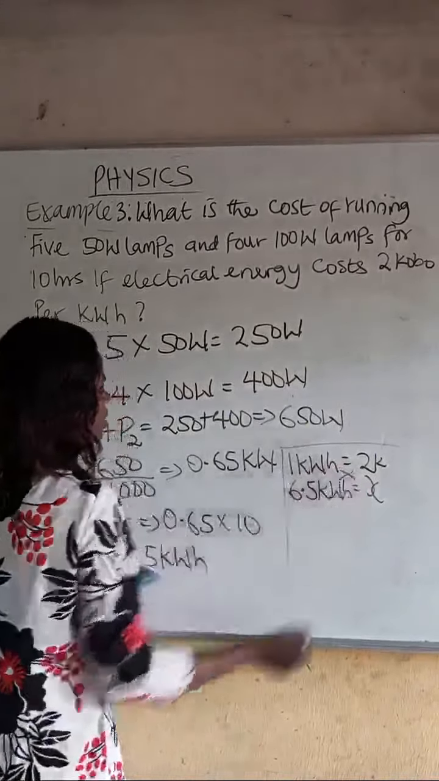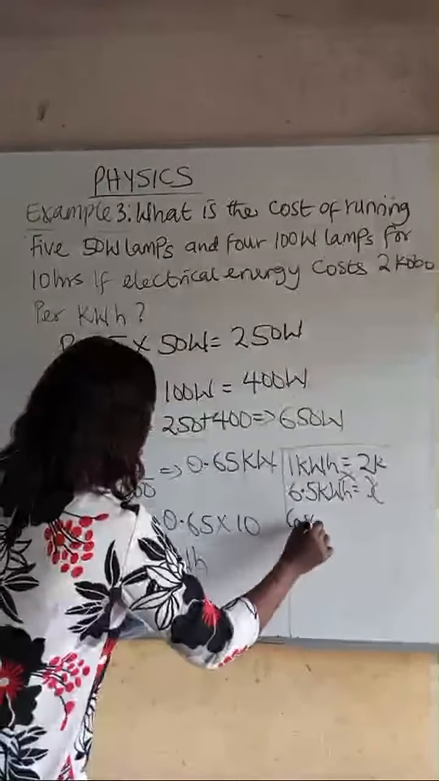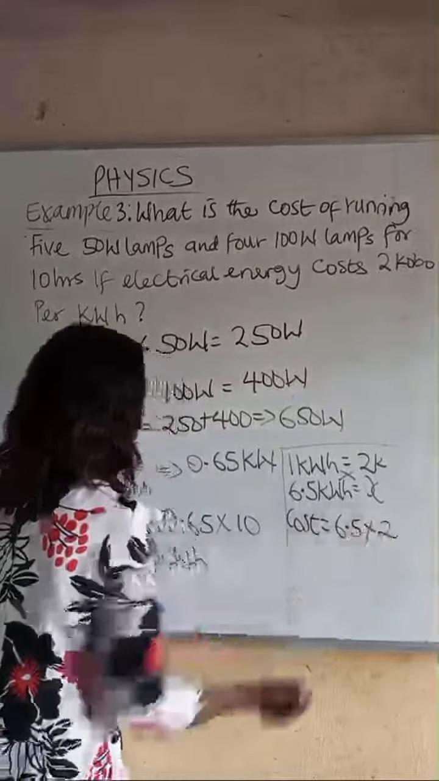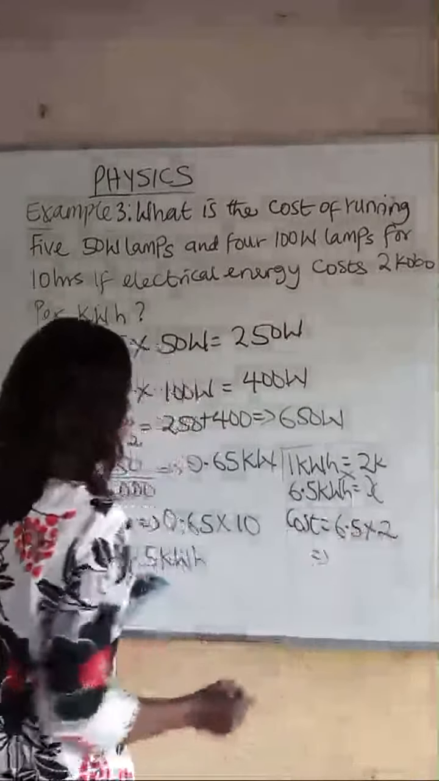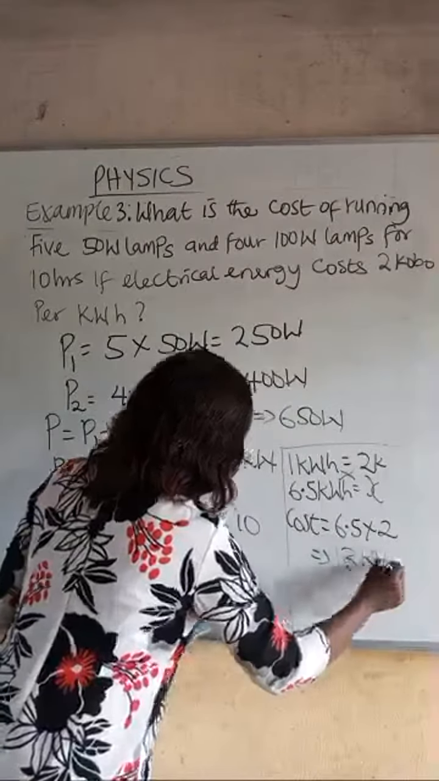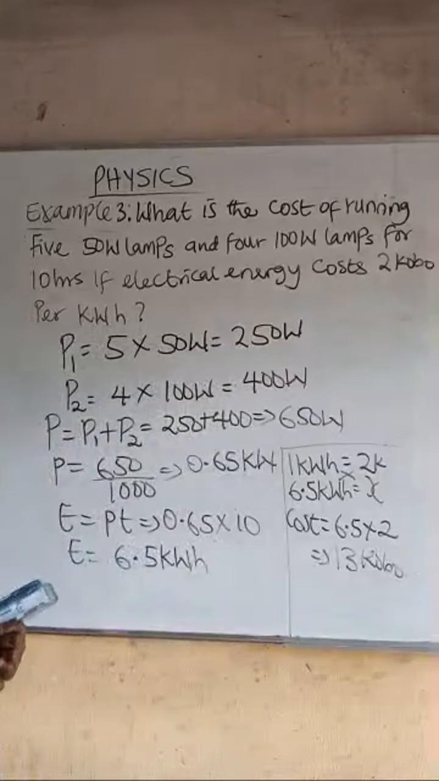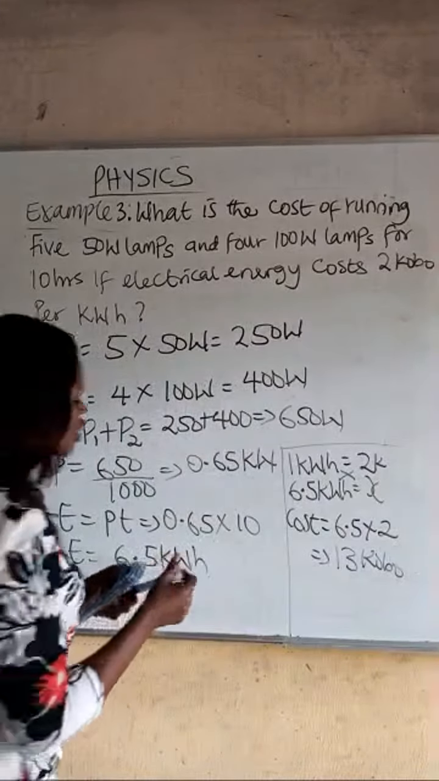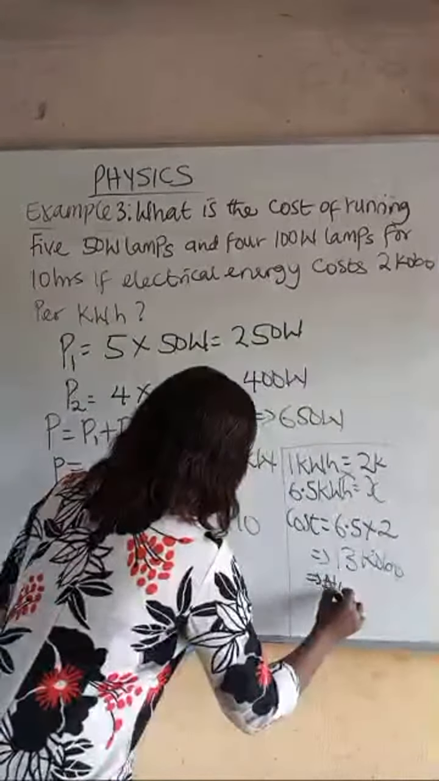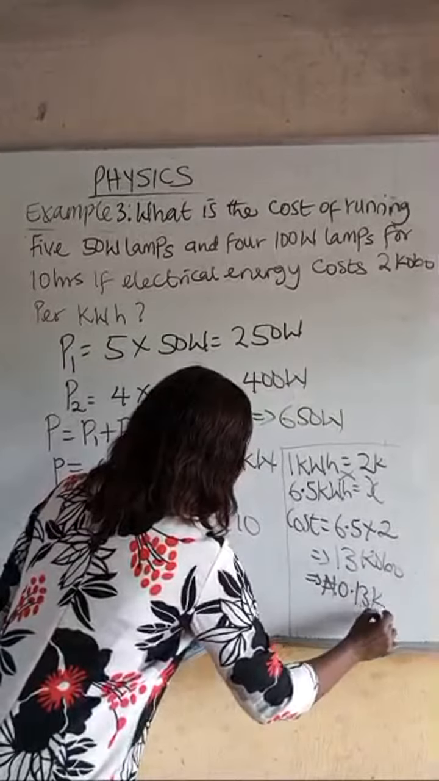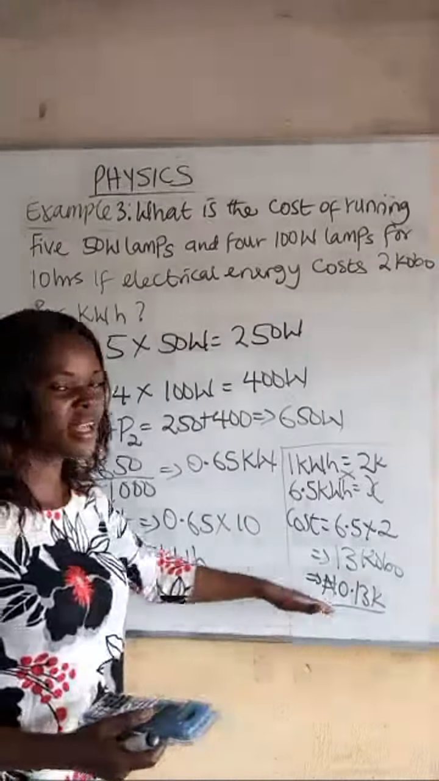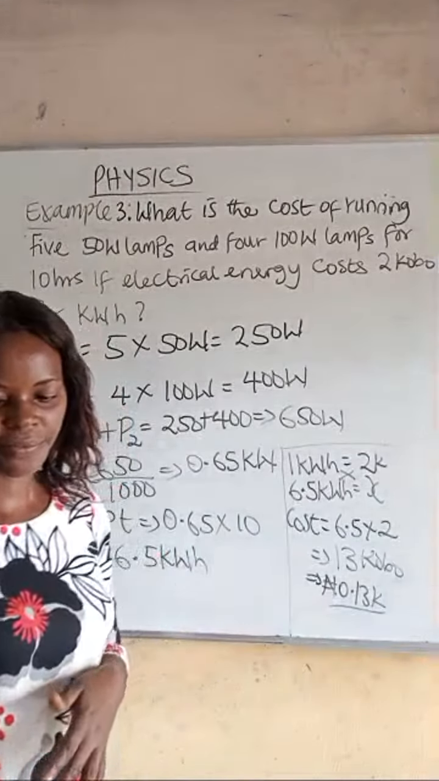So we say cross multiply. The cost is equal to 6.5 times 2. That will give us 13 kobo. 6.5 times 2 will give us 13 kobo, or we can say that is equal to 0 naira 13 kobo. You see the same thing, 0 naira 13 kobo. I hope you understand.